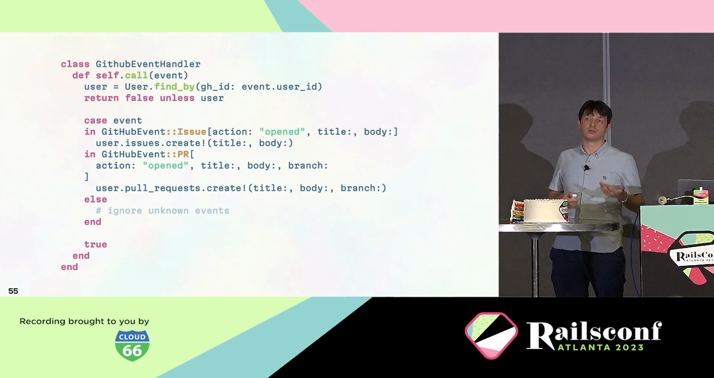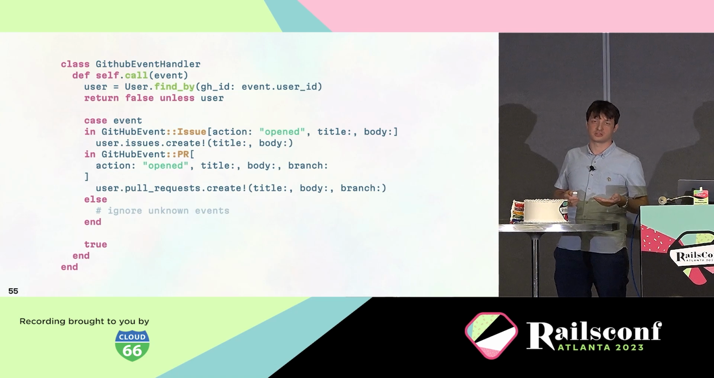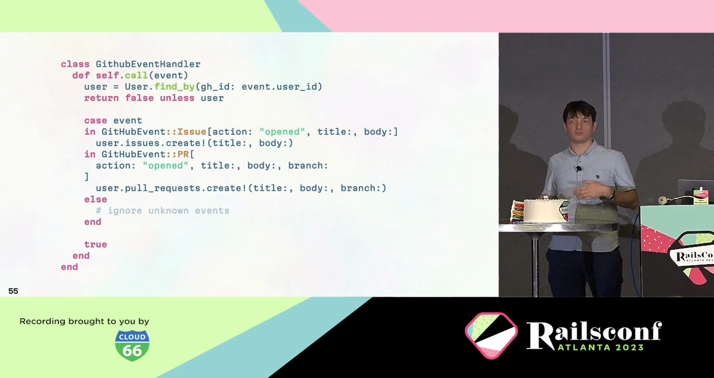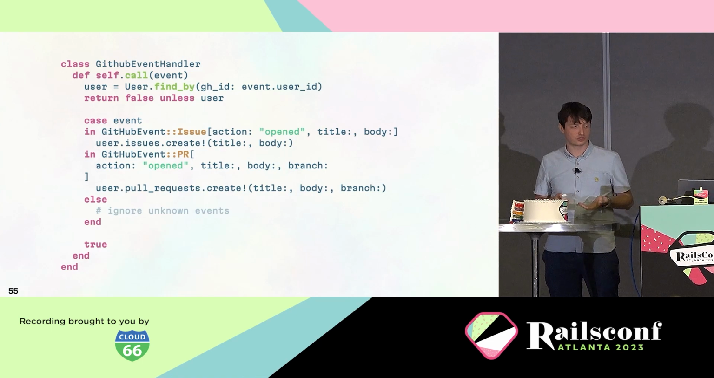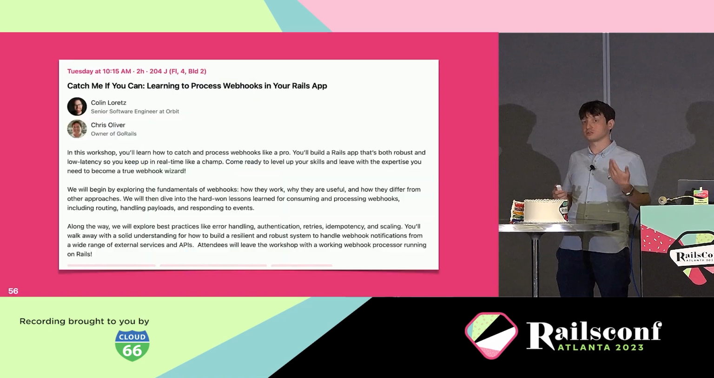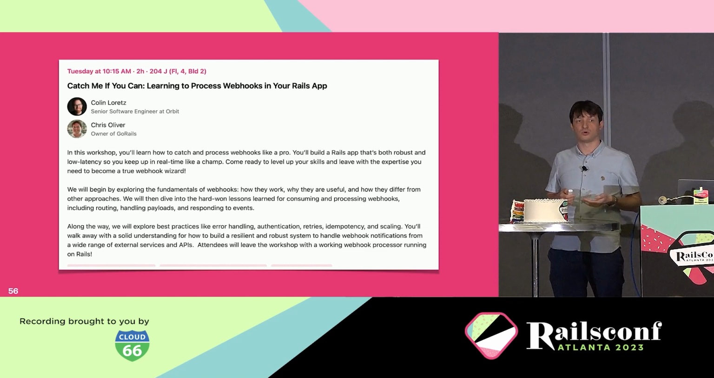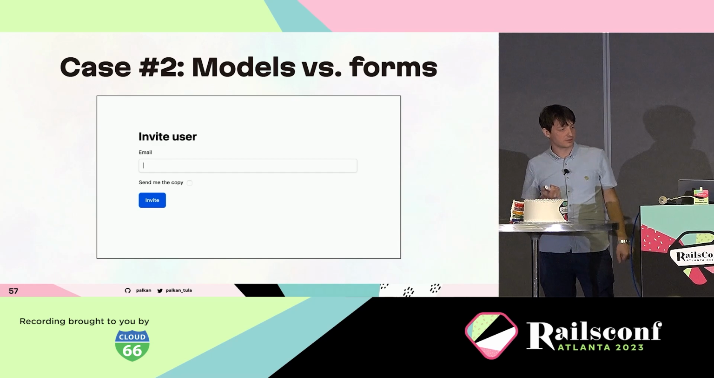I don't know where it could lead as the application evolves. We probably have more webhook-related functionality we would like to extract into proper abstractions. I would suggest taking a look at the workshop that's happening tomorrow on building webhooks on Rails. There, you will learn about particular abstractions that are useful for this use case. Let's move on to the final example.